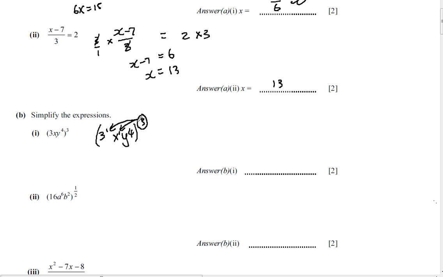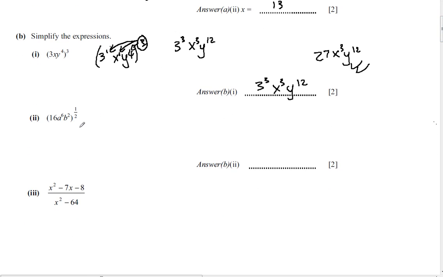So x is to the power of 1 here. 3 times 1 is 3, so that's 3 to the 3. 3 times 1 again is 3, so that's x to the 3. And 3 times 4 is 12. So 3 cubed x to the 3 y to the 12. Another way you could say is 27x cubed y to the 12.